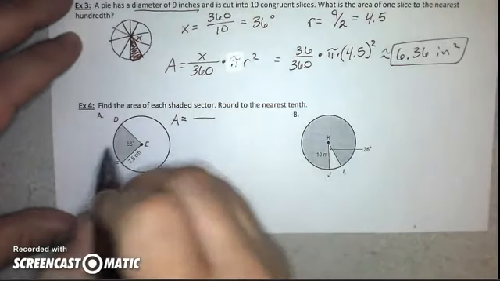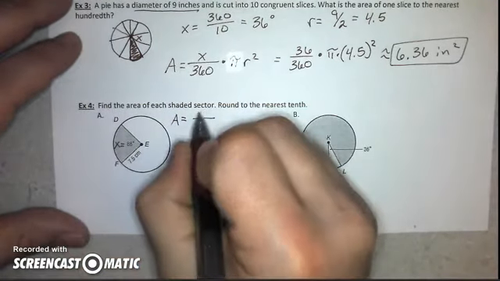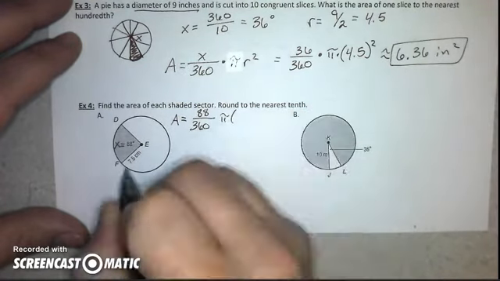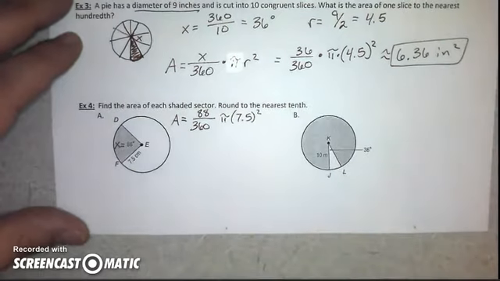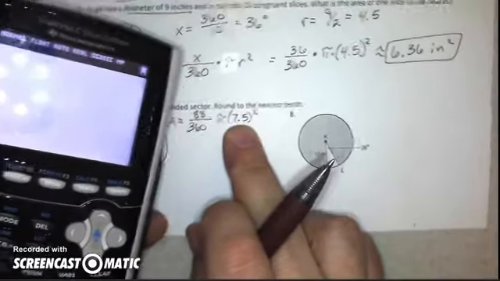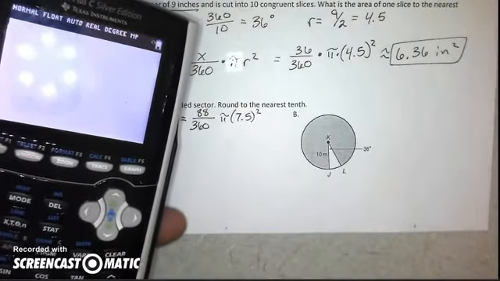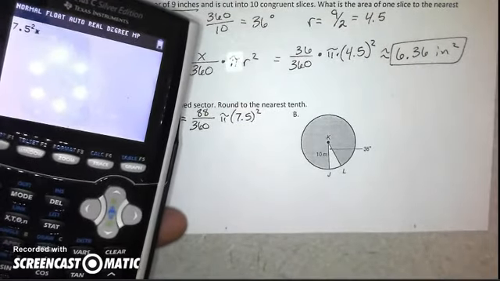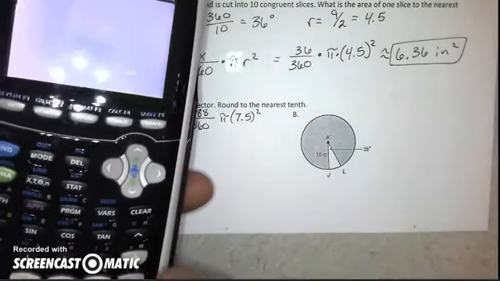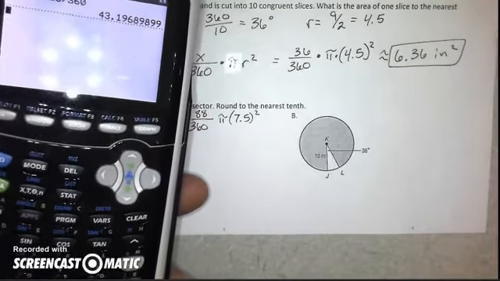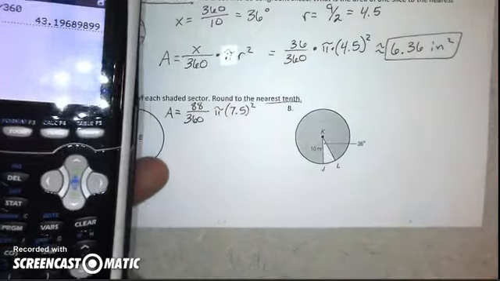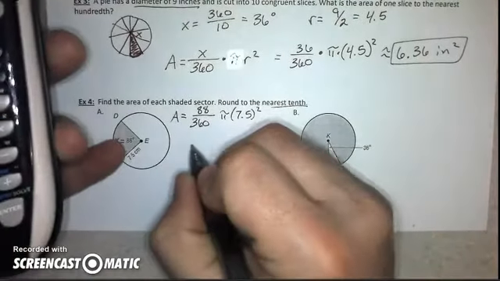Okay, x out of 360, x is 88 degrees, times pi times the radius of 7.5 squared. Okay, once again, we're going to put that in the calculator in the correct order of operations. We're going to do 7.5 squared first, times pi, times 88, divided by 360. And we get approximately 43.2, we're rounding to the nearest tenth, so 43.2 square centimeters.